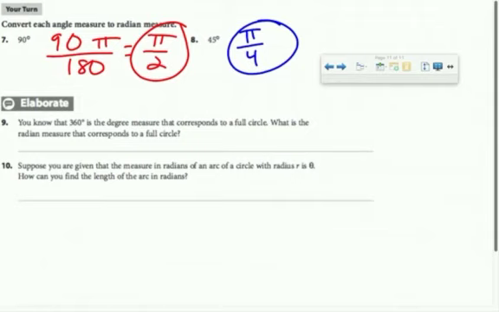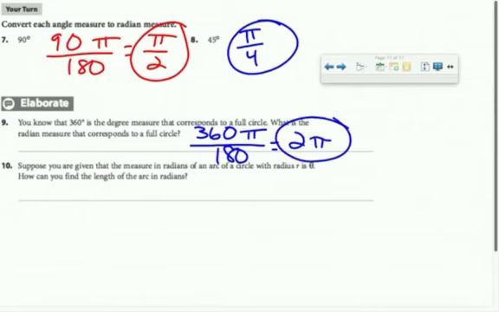We know that 360 degrees is the degree measure that corresponds to a full circle. What is the radian measure that corresponds to a full circle? Let's work it out. 360 pi over 180. That simplifies to 2 pi. So there are 2 pi radians all the way around a circle.